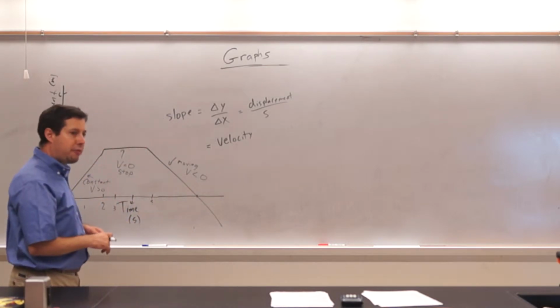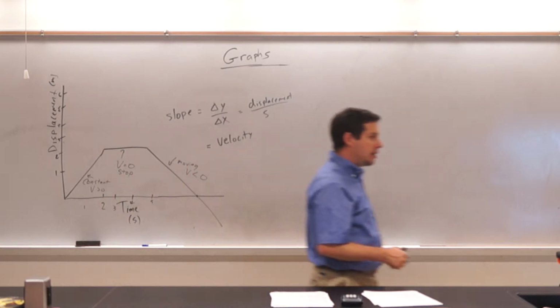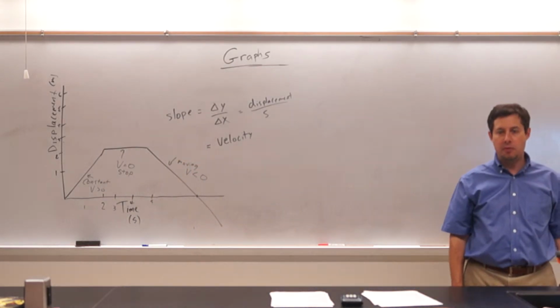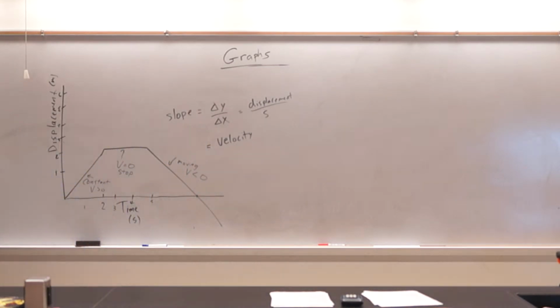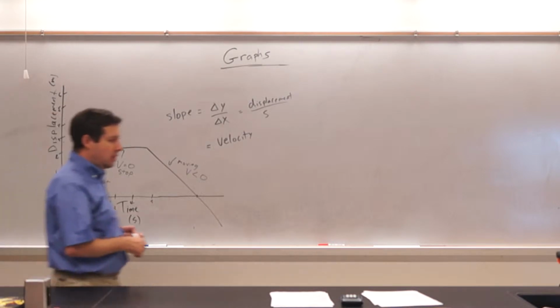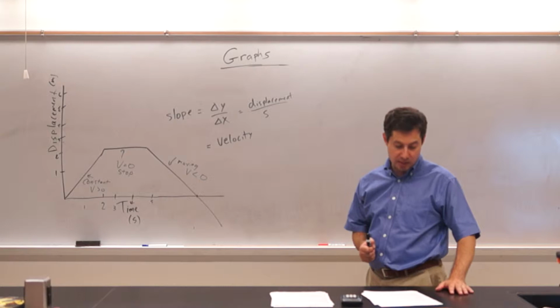So this graph right here might look something like this. I would walk a little bit at a constant speed. I would stop for a couple seconds. Then I would walk backwards, and I would just keep going until, at this point, I'm gone from the scene. This is a displacement time graph. There are other graphs you're going to see as well.